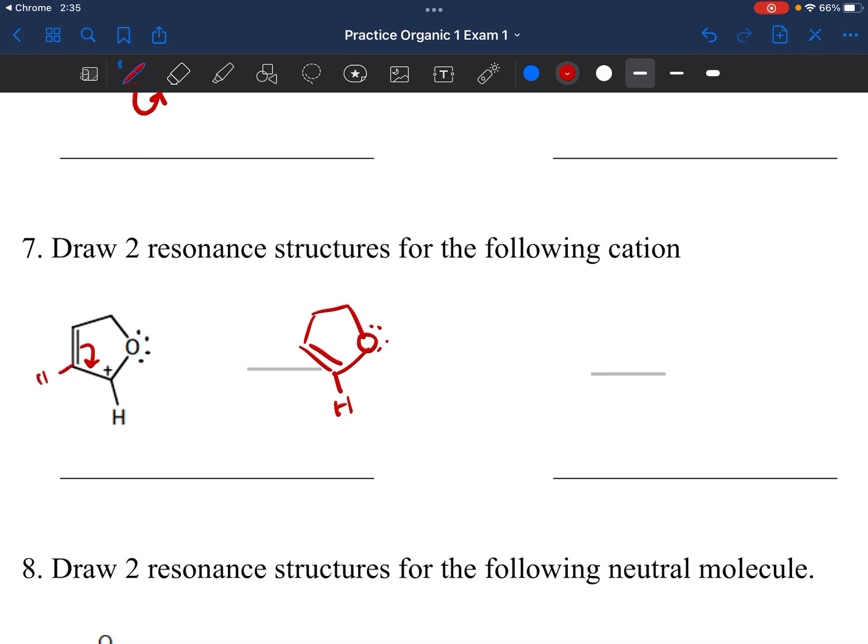Now, this carbon has 4 bonds. It still has 4 bonds. But this carbon, which had 4 bonds, now only has 3. So that's where my plus charge moves up to.